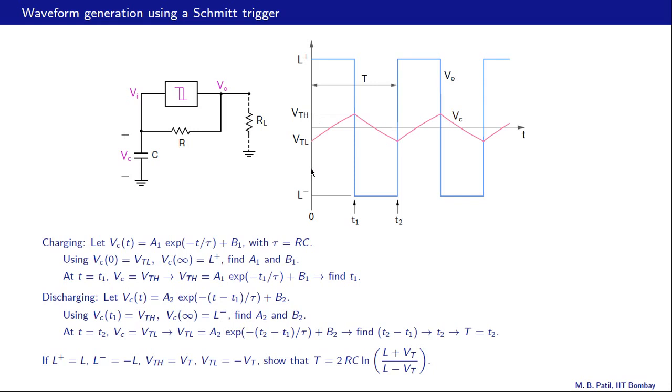In that case, we can show that this time period, that is the period of oscillation, is given by 2RC times log of (L plus Vt) divided by (L minus Vt), where L is this L plus and Vt is the same as VTH. Now you are encouraged of course to go through all of this algebra and arrive at this result.